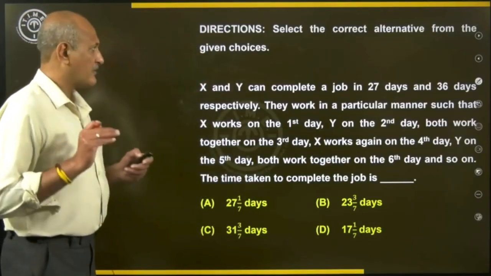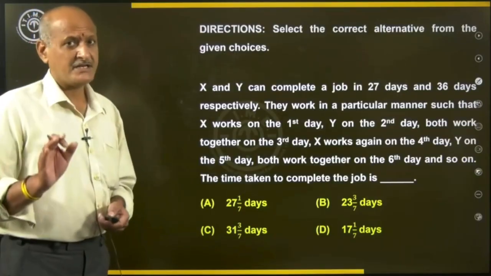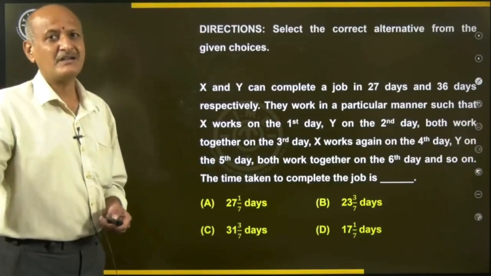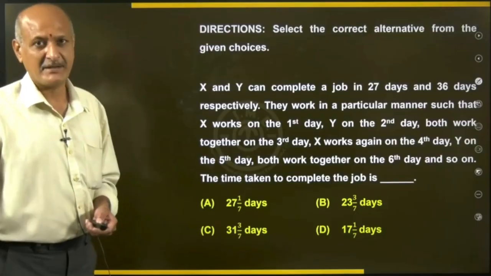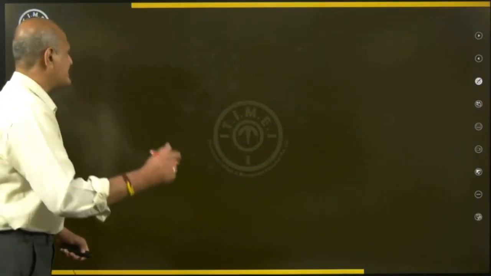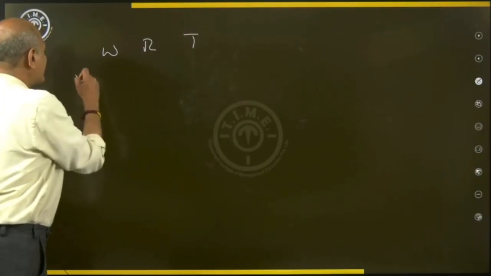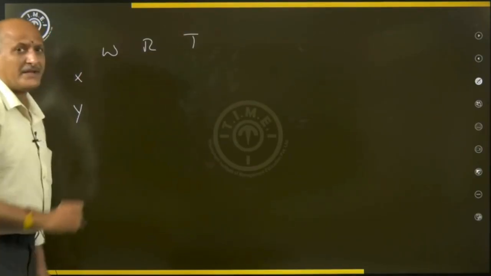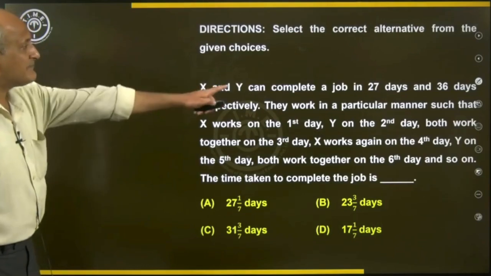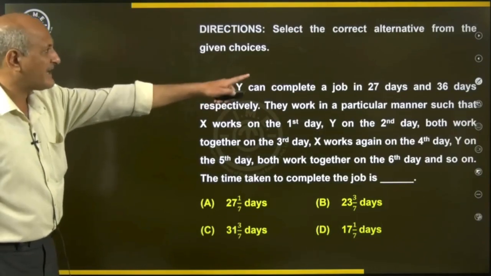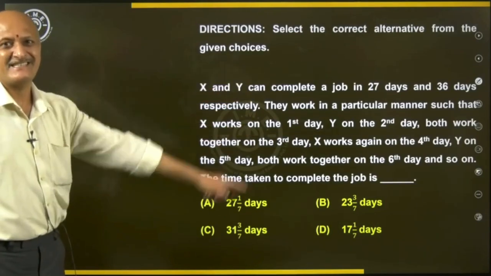Now understand. A question on the topic of time and work, we can best understand it by using a WRT table, work, rate and time table. Let's understand this. See this, work, rate and time table. We have something about X and something about Y here. What do we know? That X can complete a job in 27 days and Y can complete the same job in 36 days.